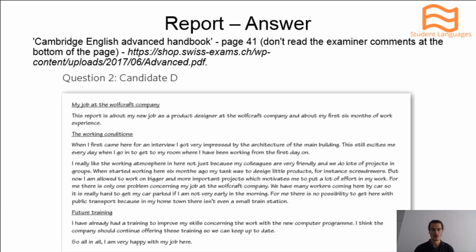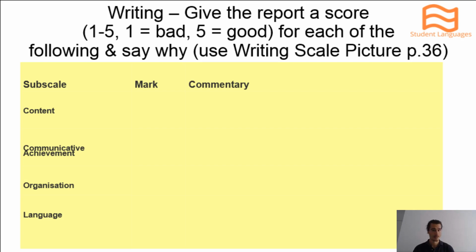And so what I'd like you to do before you read this is to copy down this table onto a sheet of paper with the 4 subscales or marking criteria and mark and commentary at the top. And if you can't remember what these 4 subscales mean, content, communicative achievement, organisation and language, then you should watch my earlier video on marking criteria.